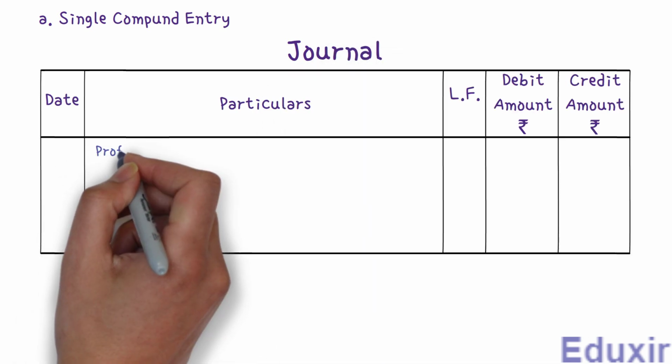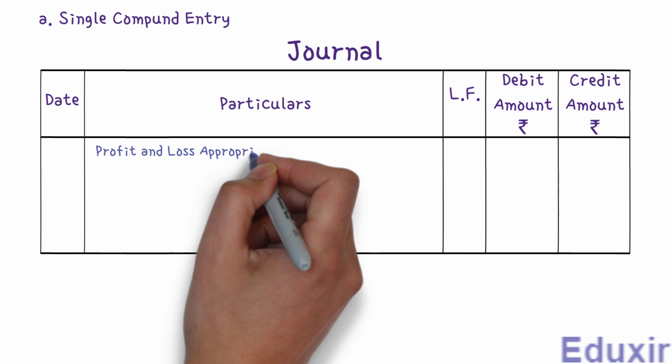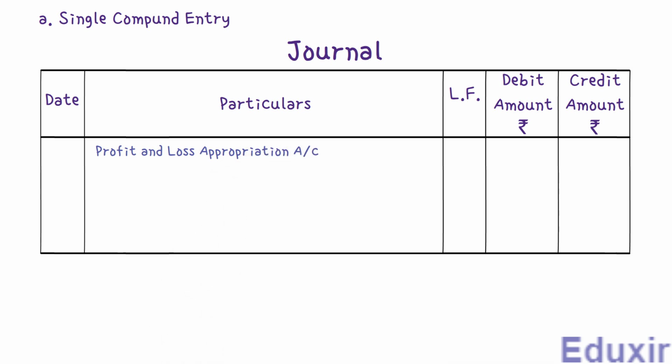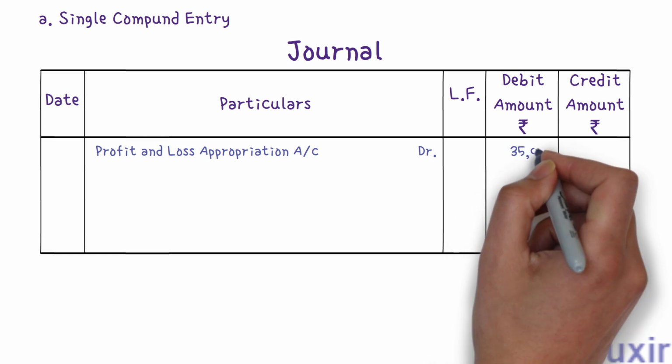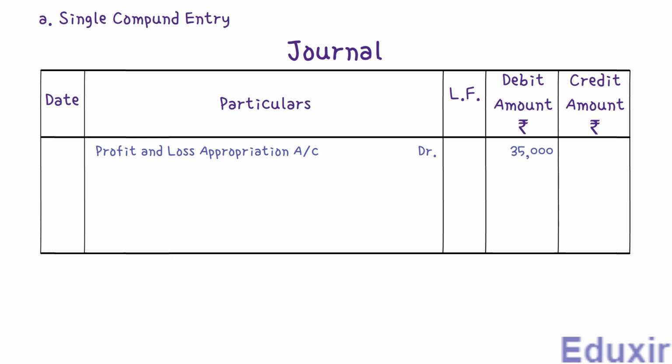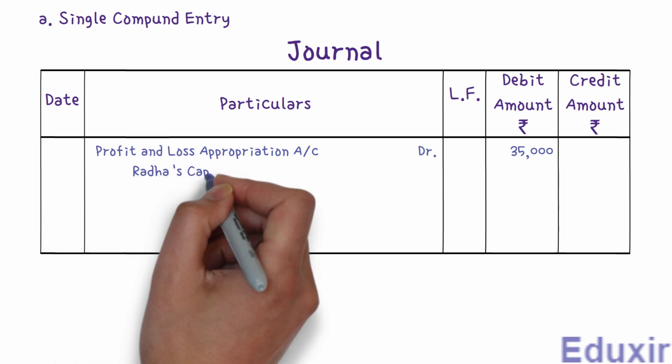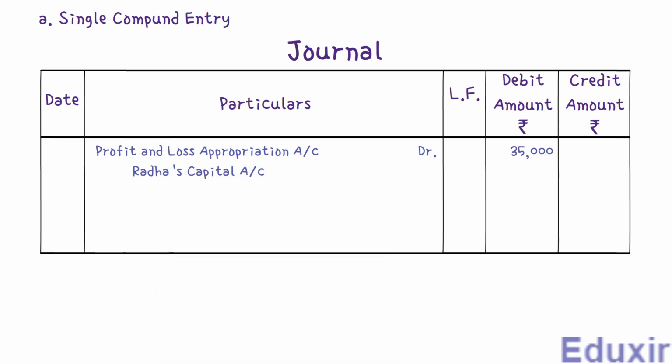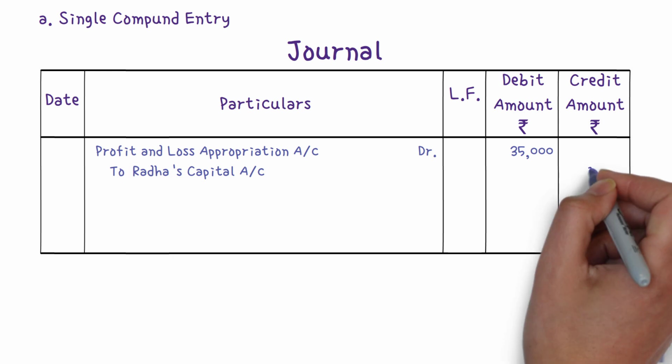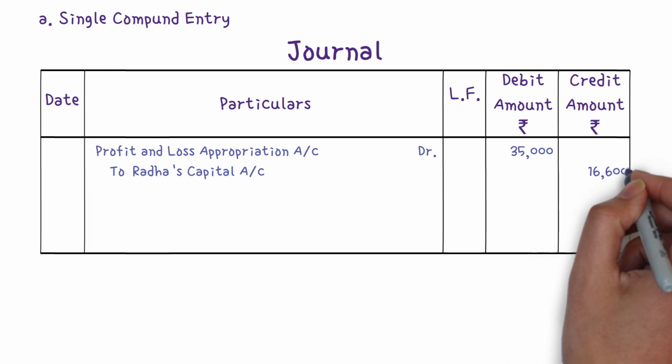Let's write profit and loss appropriation account as the debit entry. Let us also write the text DR to indicate that this is a debit entry. Let us then write the debit amount of 35,000 rupees in the debit amount column. Leaving a margin, let us record the credit entry for the partner Radha's capital account. If you remember, the credit entries in the journal start with 'To'. Let us then record the corresponding credit amount of 16,600 rupees for the partner Radha.